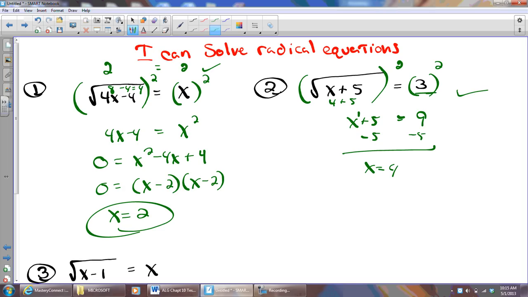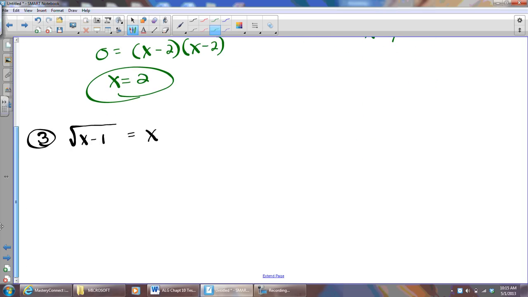It works. Now, I know some of you might be smart enough to just figure out x, but on a problem like this, it's going to be less likely that you're able to do that. Make sure you know the steps involved, okay? Problem number 3. I'm going to square both sides.